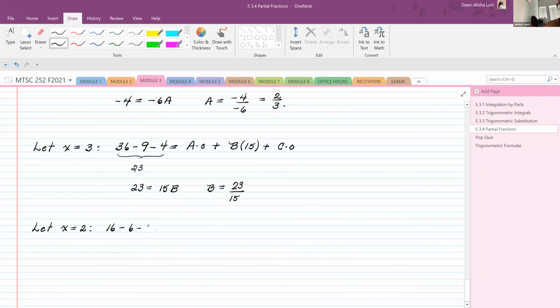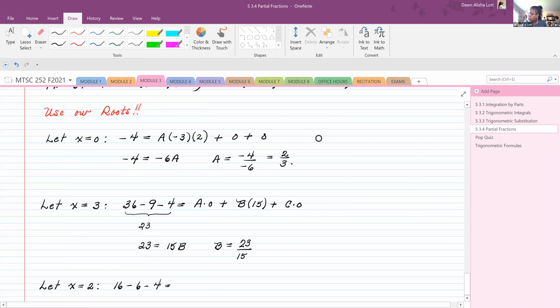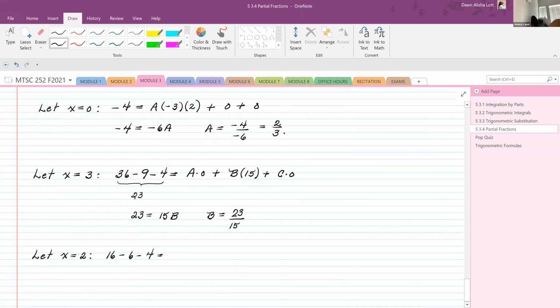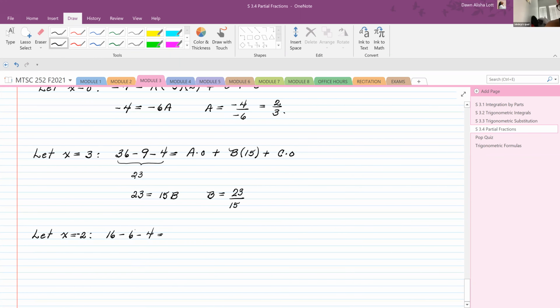And on the right-hand side, you put in x equals 2. Okay, x is negative 2, darling. Oh, negative 2. Okay, so we still get 16, but we just get plus 6. Yeah. Okay, so now let's put in negative 2 on the right-hand side.